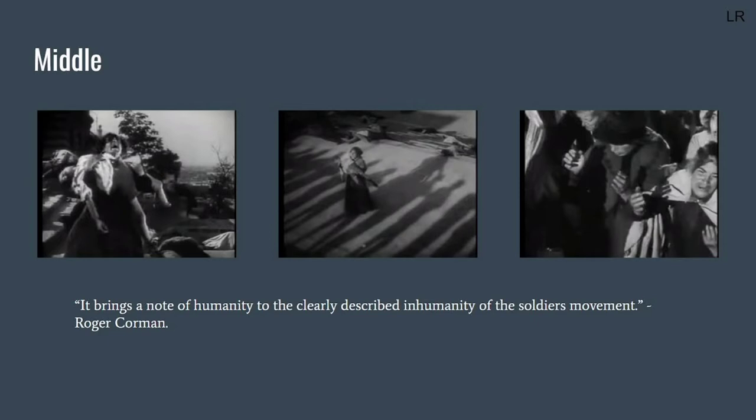Roger Corman, in an interview, states, "It brings a note of humanity to the clearly described inhumanity of the soldiers' movement." The way that the shots are cut together makes the audience sympathise heavily with the crowd of people, something Eisenstein was striving for throughout the scene. This is also aided by the fact that they are unarmed, showing that they are helpless compared to the Cossack soldiers. The score intensifies as the woman continues to ascend the steps.